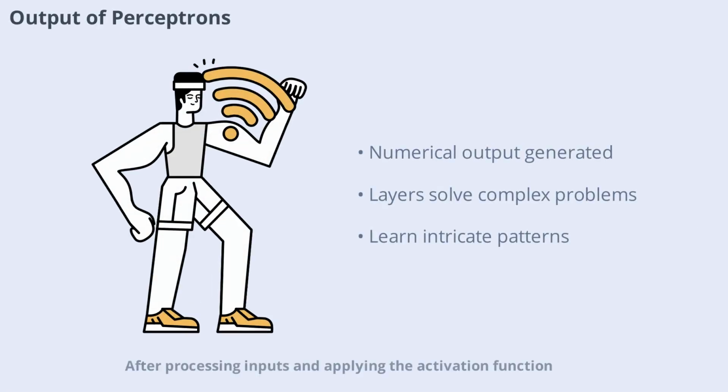After processing inputs and applying the activation function, the perceptron generates a numerical output. This output is the result of all the mathematical operations performed. By chaining multiple perceptrons together, we create layers that form the artificial neural network. These layers enable deep learning models to solve complex problems and learn intricate patterns from data.